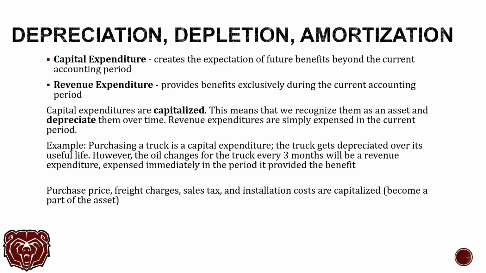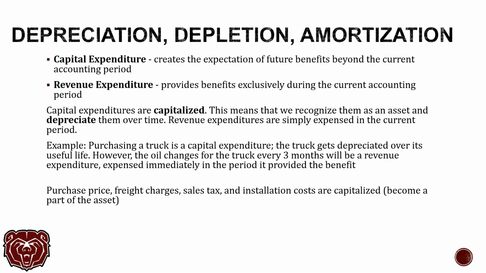A revenue expenditure is just that. It's when we create the expense in the current period. So things like oil changes, maintenance, property taxes, all of those just get expensed in the current period, as opposed to some other types of costs which are added to the capital cost of our investment.